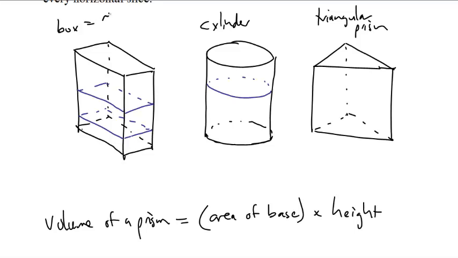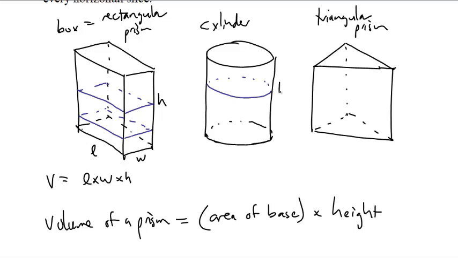Also known as a rectangular prism. It's called a rectangular prism because the top and bottom are rectangles. Well, it's length by width, and it's got some height h. So what is the volume here? It's the area of the base, length times width, times the height. Length times width times height is the volume of a box.